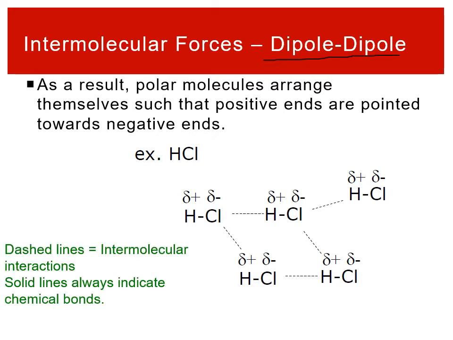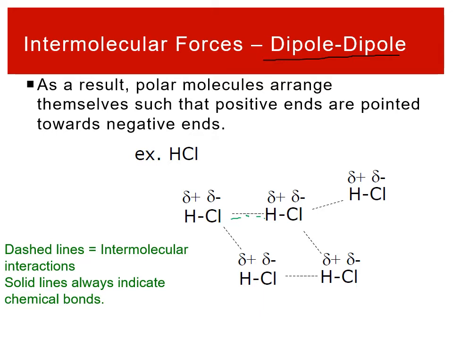One quick note on notation here. You can start to see there are dashed lines in here. Dashed lines mean it's an intermolecular interaction. We are going to reserve solid lines for chemical bonds. So the solid line, the hyphen between the hydrogen and the chlorine, indicates that those atoms are bonded together. Then the dashes just imply what interactions there are between different molecules. So they're always going to be dashed for intermolecular forces.